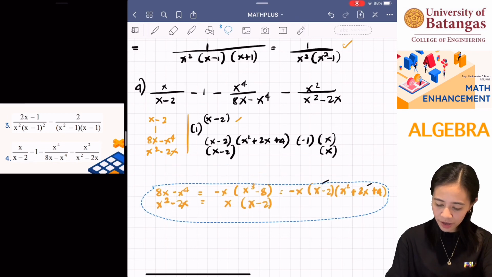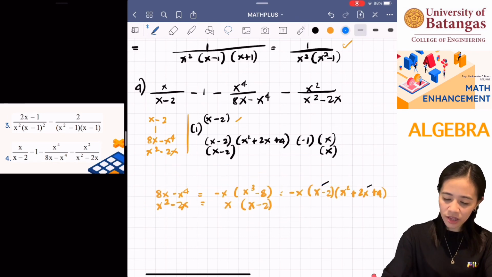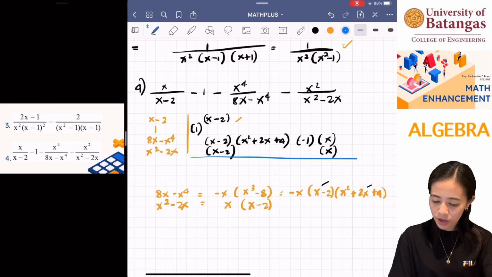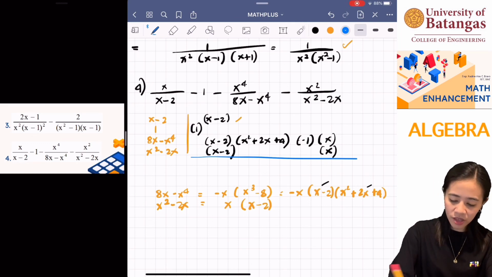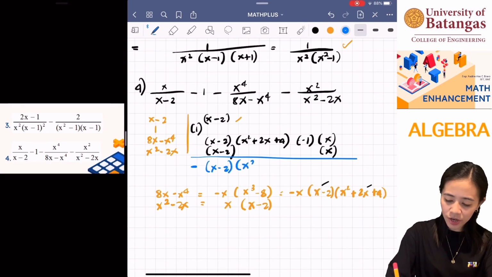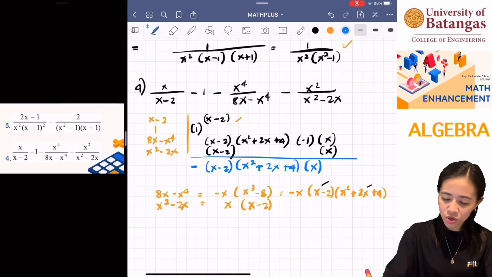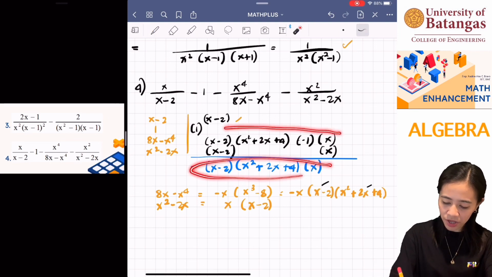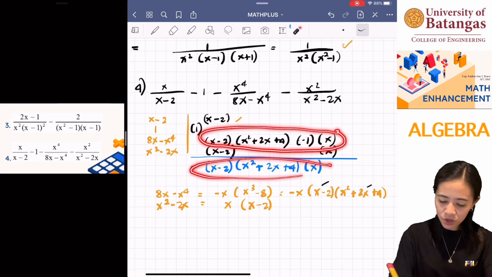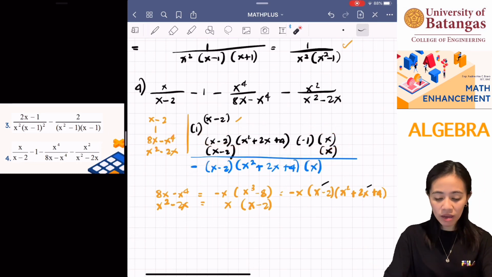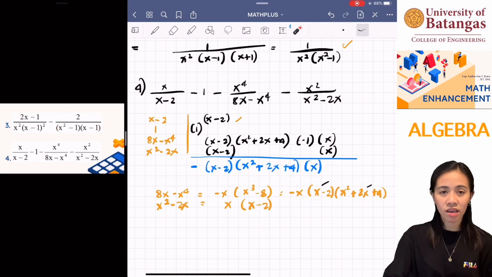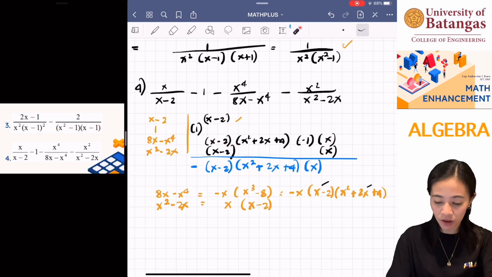Okay. Which means our LCD will be, okay, a positive 1 and a negative 1. So we got negative. An x minus 2. An x squared plus 2x plus 4. And an x. Which shows that this product is actually this one. Which is this. So, ang denominator pala natin, si 8x minus x to the fourth. Ano? But I'm not gonna write that as 8x minus x to the fourth kasi mas preferred nga natin yung factored form para madali tayo makapag-divide later.